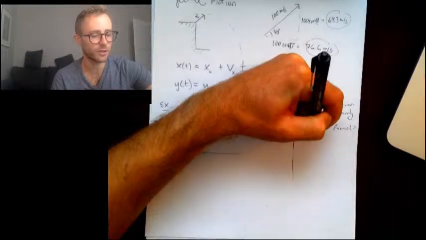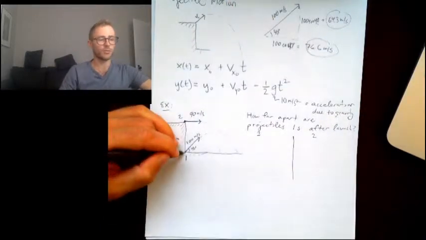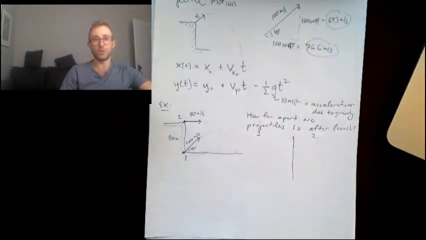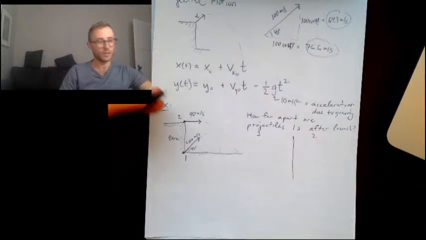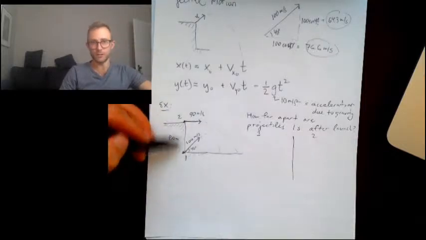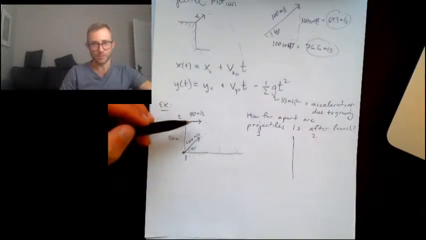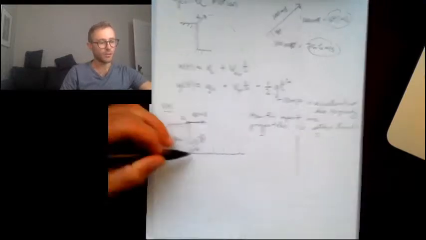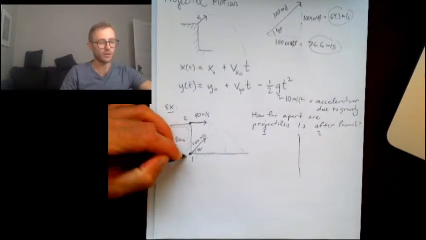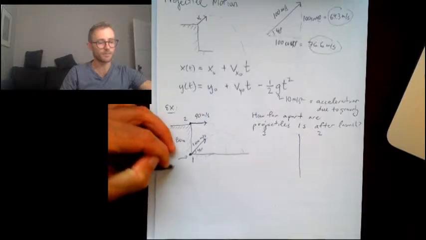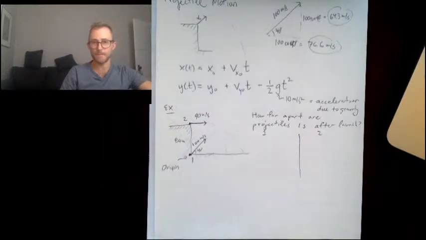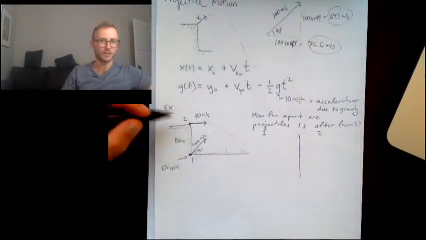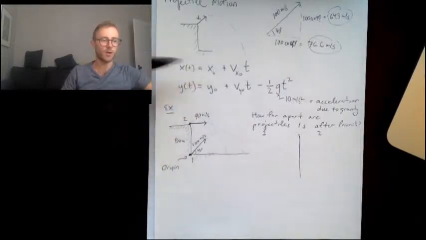the second projectile. For this problem, we need to choose an origin. Because these projectiles are starting at different locations, they're going to have different x naught and y naught. Okay, so I will put the origin right here at the corner. Okay, so for that first projectile, it has x naught equals 0 and y naught equals 0.